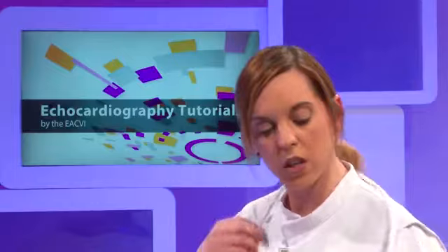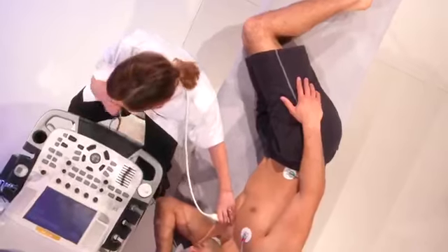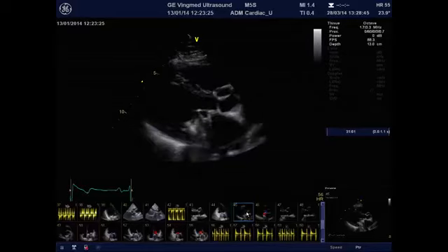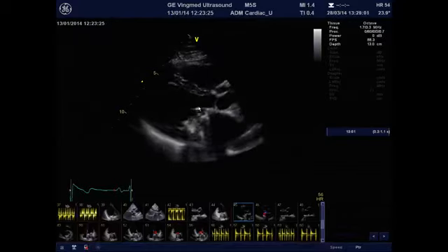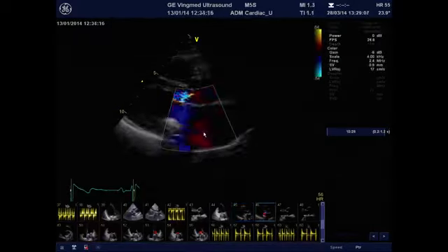As usual, we're going to start the exam in the parasternal long axis view. Here you can clearly see that there's a bileaflet mechanical valve in the mitral position. First of all, you need to assess the mobility of the leaflet. Here you can see the normal movement of the leaflet just over here. Then you're going to add some color to see if there's some obvious leakage.